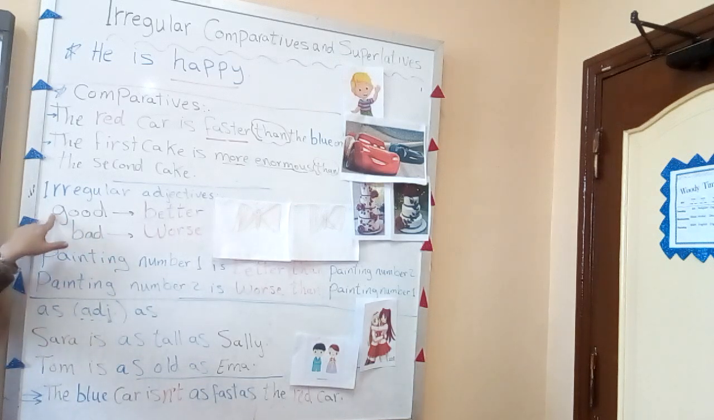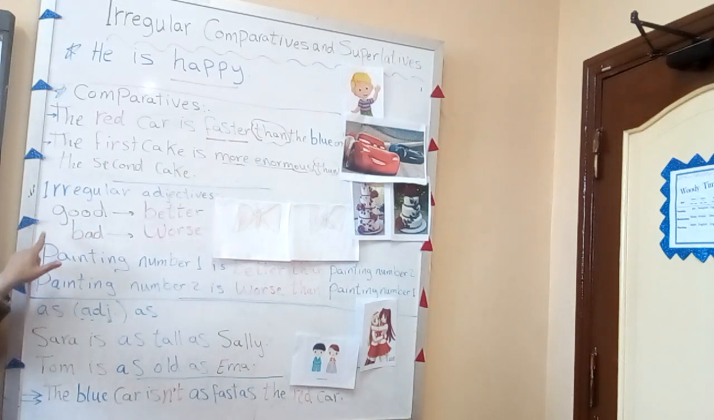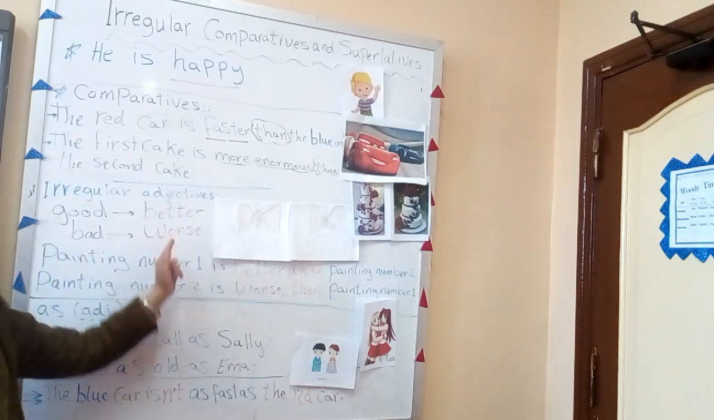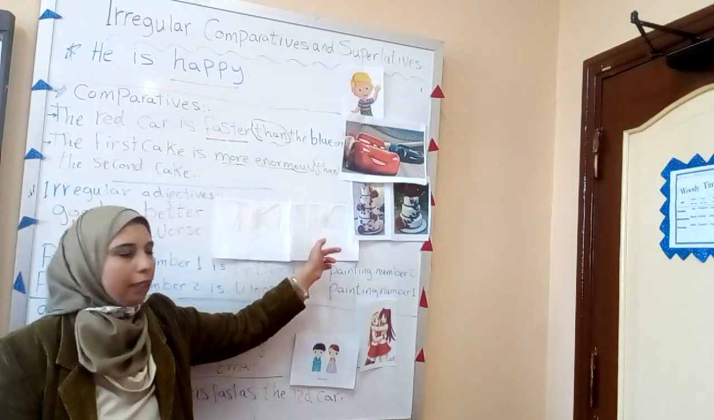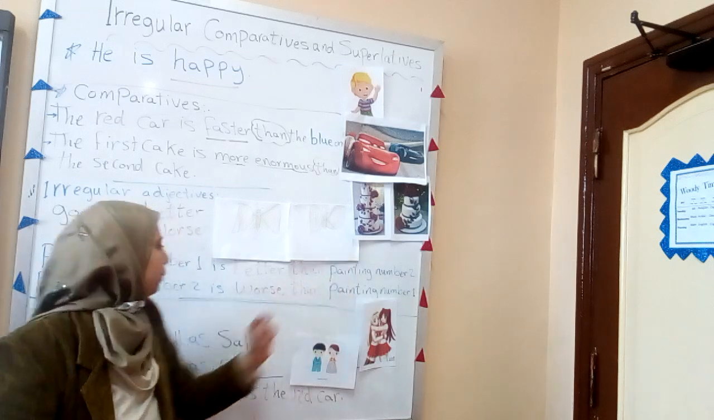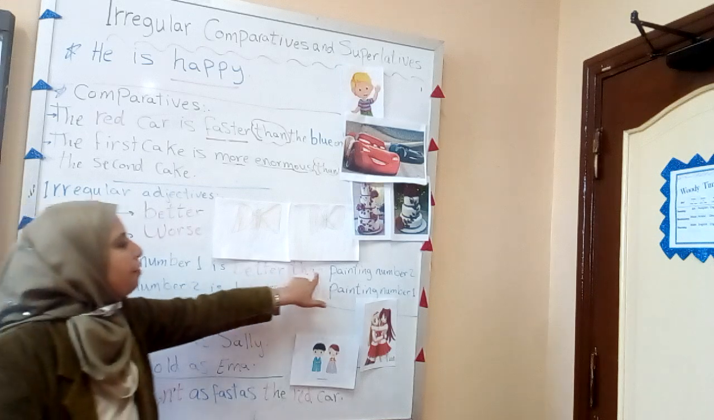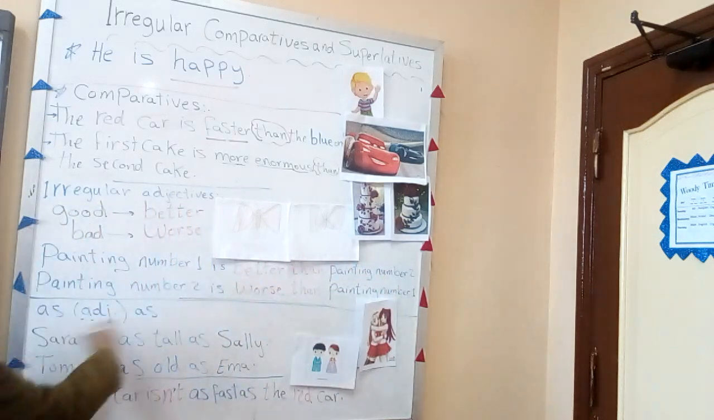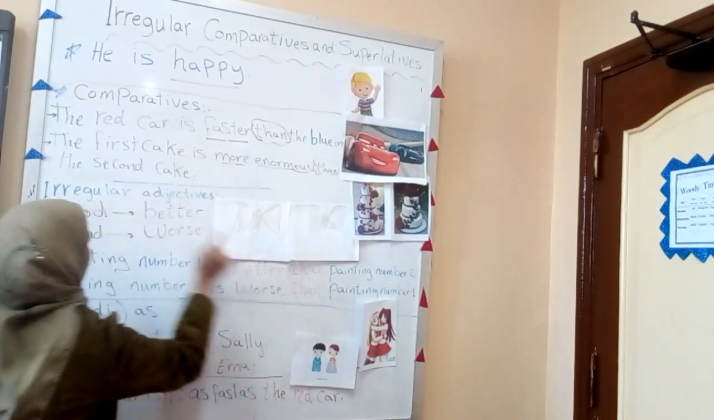Good and bad. We have only 2 examples here. Good turns to be better and bad turns to be worse. Let's look at this painting. This is painting number 1 and this is painting number 2. Painting number 1 is better than painting number 2. So here is the comparative here. Better than. This is the comparative.